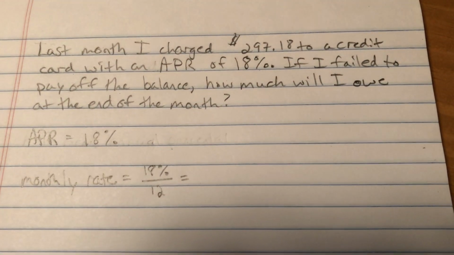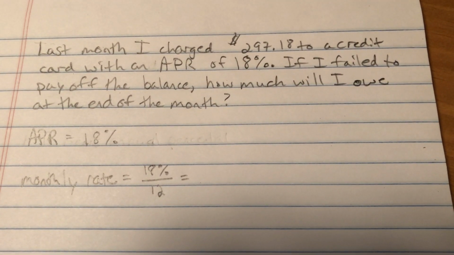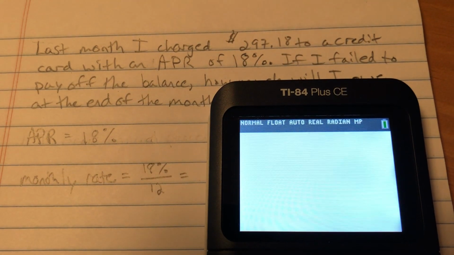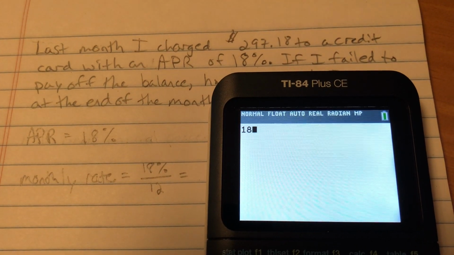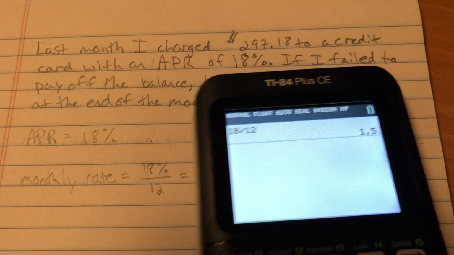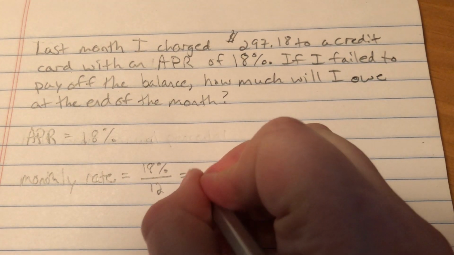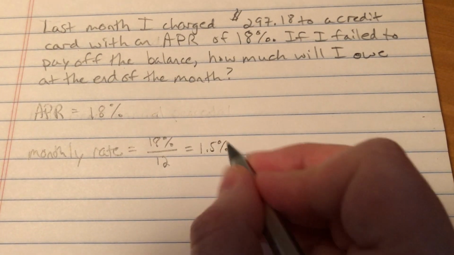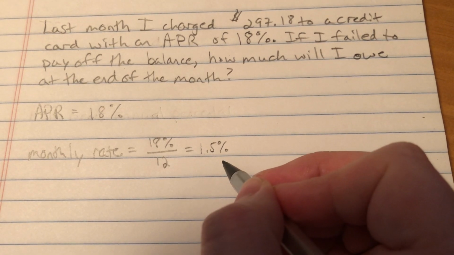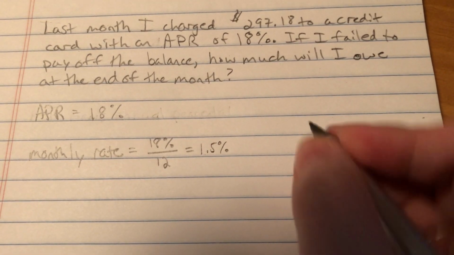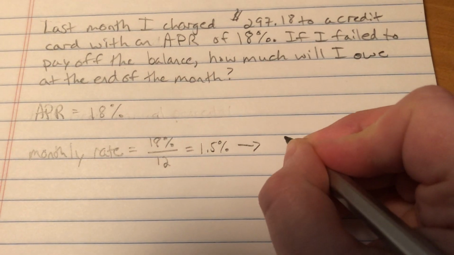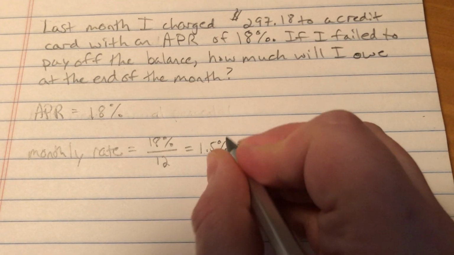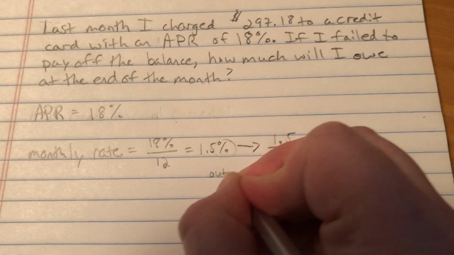Now, if I work through that, let me grab my calculator here. And let's see, 18 divided by 12 gives us 1.5. So 1.5%. Now, you can't just go around using a number as a percent. We typically have to turn it back into a regular number, take it out of percent form. So to do that, I need to take that 1.5 and divide it by 100, because percent literally means out of 100.